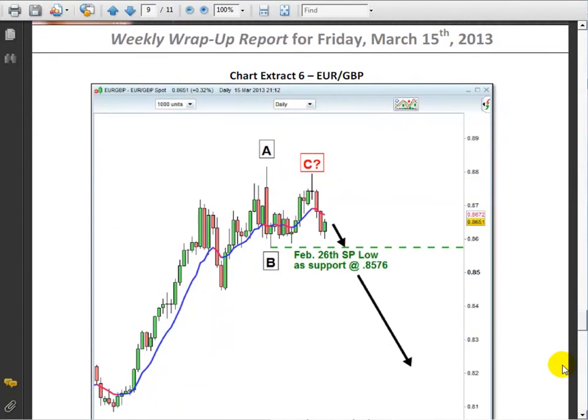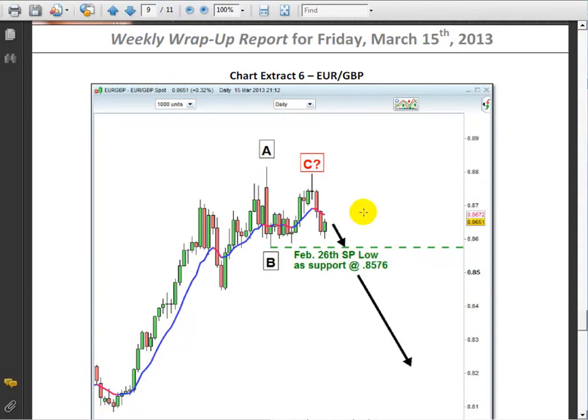But this is what it looked like for Friday, March 15th. I had an A, a B, and a C. All of that combined to create a downtrend continuation setup. And just to be 100% sure that market flow was turning bearish on the daily chart, we needed to see price break that February 26th low at 85.76.